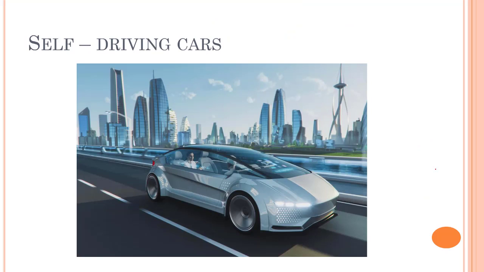Then we have self-driving cars. Tesla is doing something that you all might be amazed by. Elon Musk is, I guess, one of the richest persons right now as of 2021. But yeah, you never know when someone else might go up. So self-driving cars were built on the algorithm of neural networks.